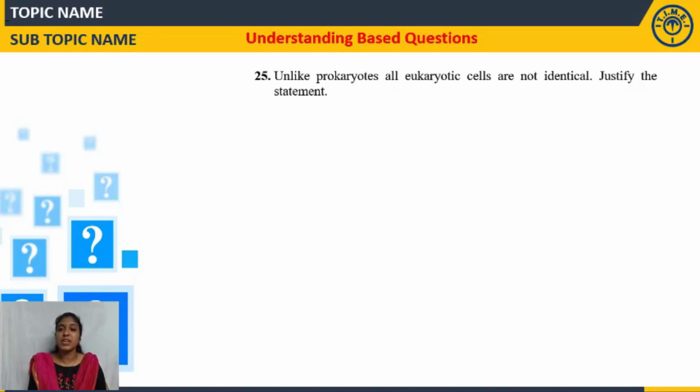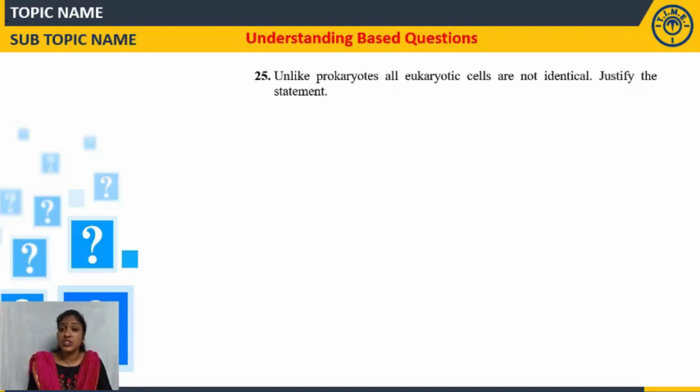There is a difference between prokaryotic and eukaryotic cells, but among the prokaryotic cells there are no prominent differences, because almost all prokaryotic cells like bacteria are the same. They have a cell wall, a cell membrane, ribosomes, and chromatin or genetic material present. So there are not many differences in the structure of prokaryotes.